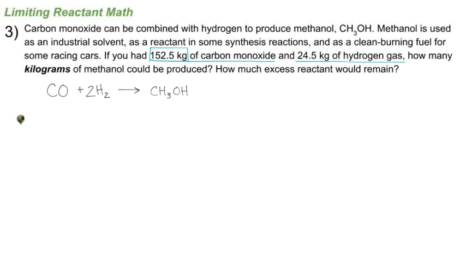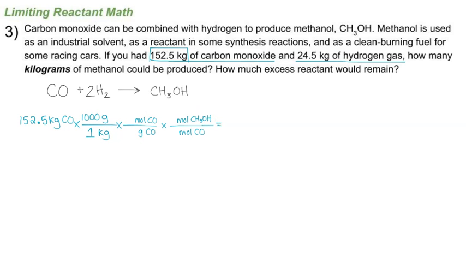So 152.5 kilograms of carbon monoxide. I'll start out by converting kilograms to grams, and since there's always the same number of grams in a kilogram, I don't need to put my substance here. 1 kilogram always equals 1,000 grams. And then now that I'm in grams of carbon monoxide, I can do grams of carbon monoxide on bottom to moles of carbon monoxide on top. And then I will go from moles of carbon monoxide to moles of methanol, CH3OH.